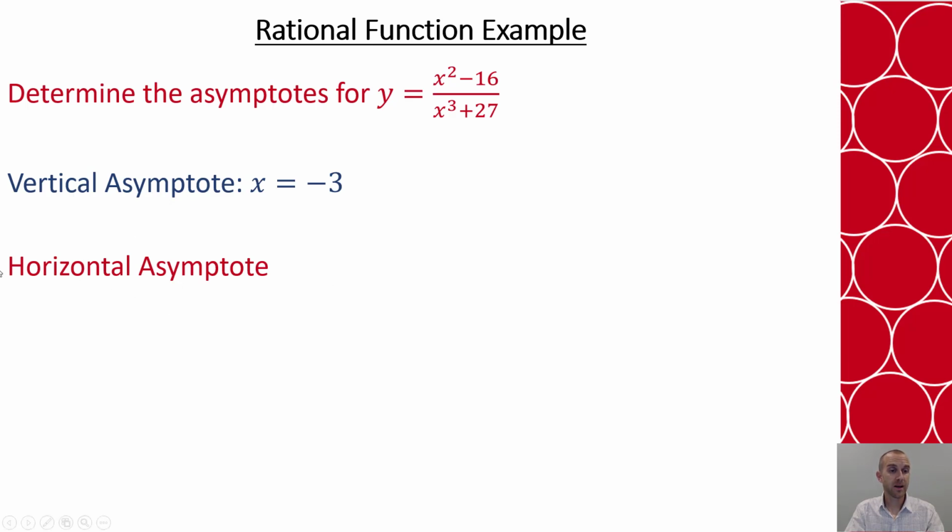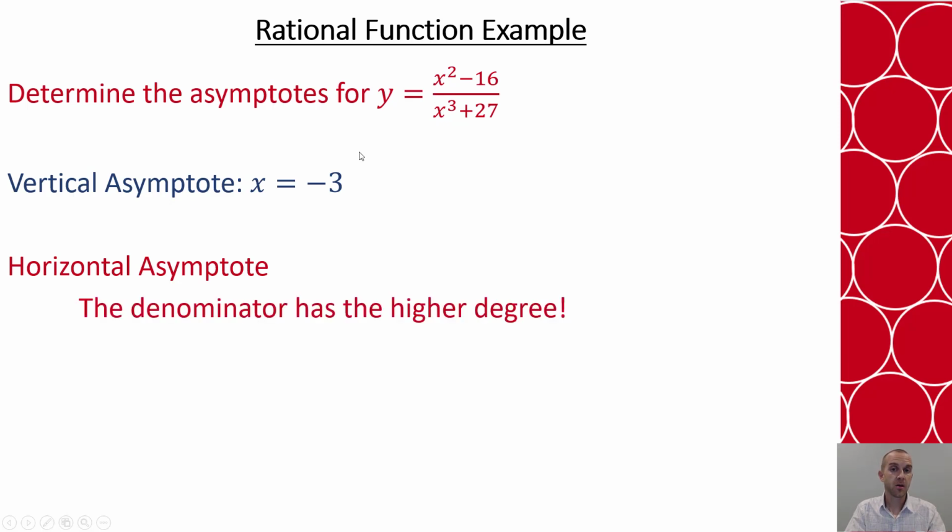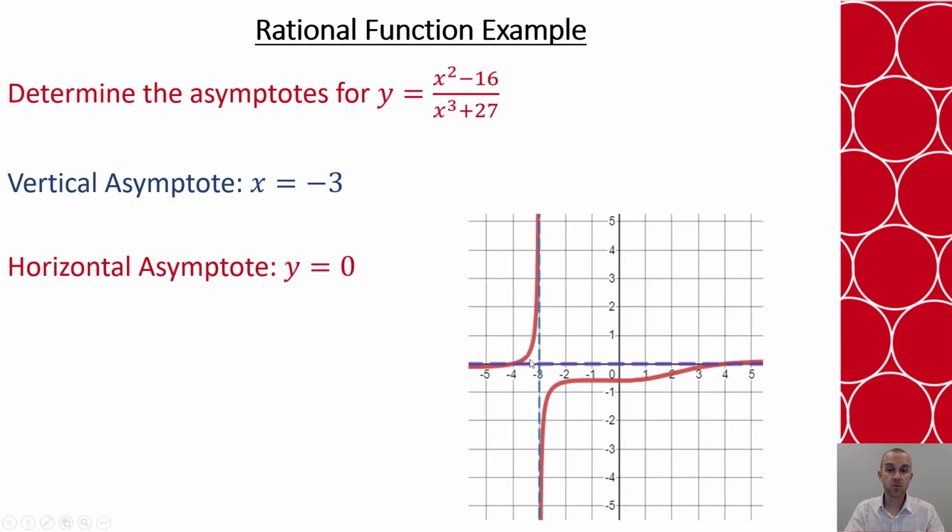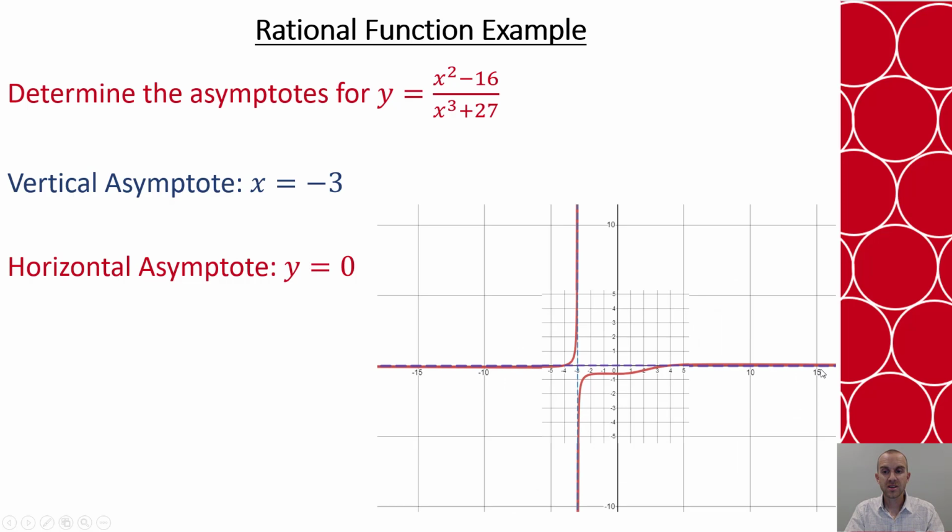Now, for the horizontal asymptote, I'm looking at my two leading variables. My highest degree is in my denominator. That means that the horizontal asymptote occurs at 0. So that means I have a vertical asymptote at x equals negative 3, a horizontal asymptote at y equals 0. And if I were to graph them and try to zoom in, I would see there's my vertical asymptote at negative 3. Here's my horizontal asymptote. And this looks kind of weird, but if you zoom out, you can see that it goes closer and closer to 0 as the graph goes towards negative infinity and positive infinity.